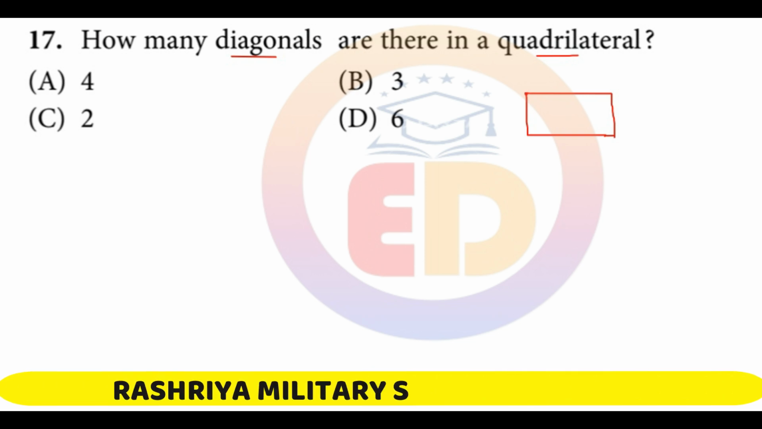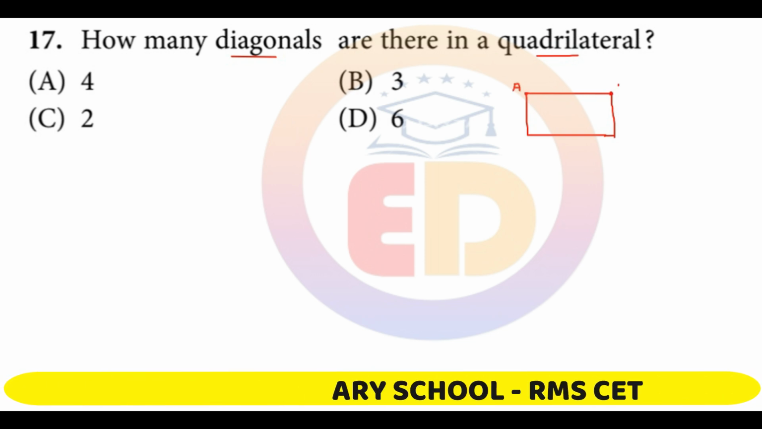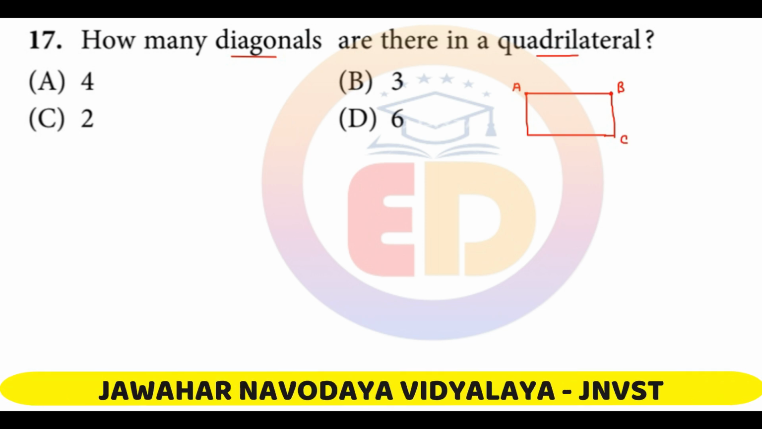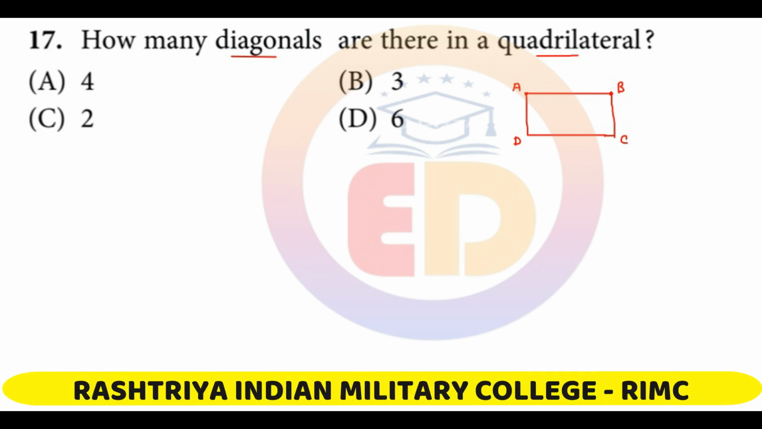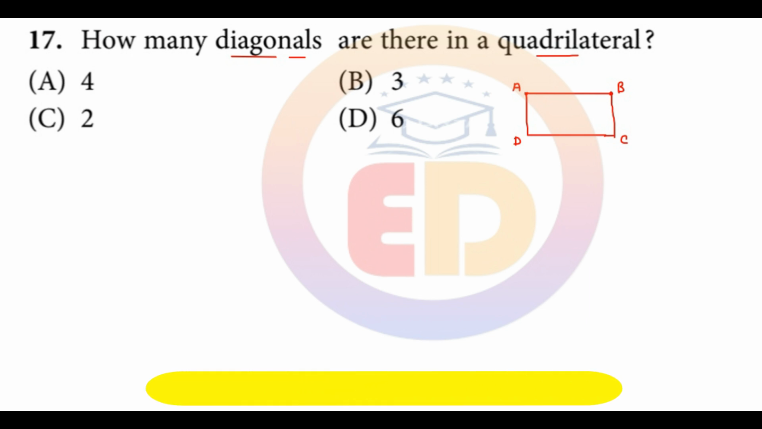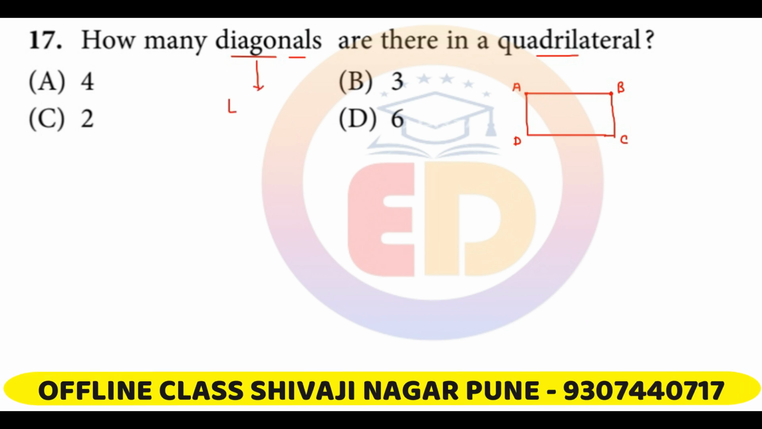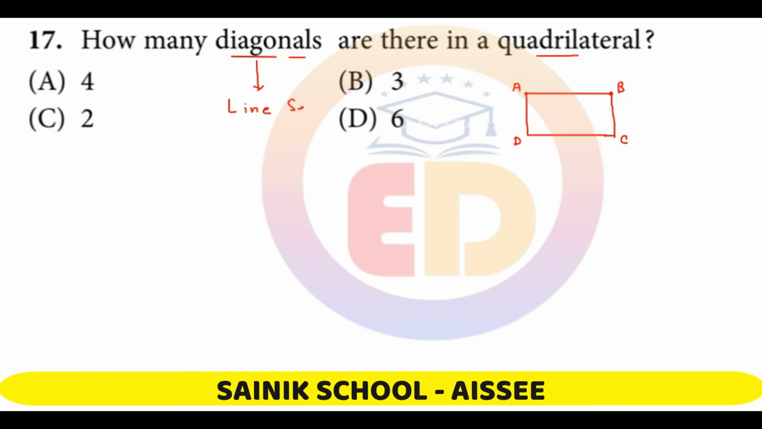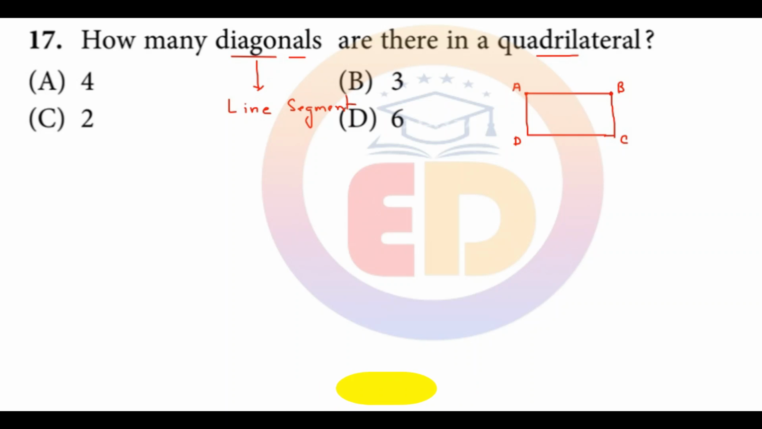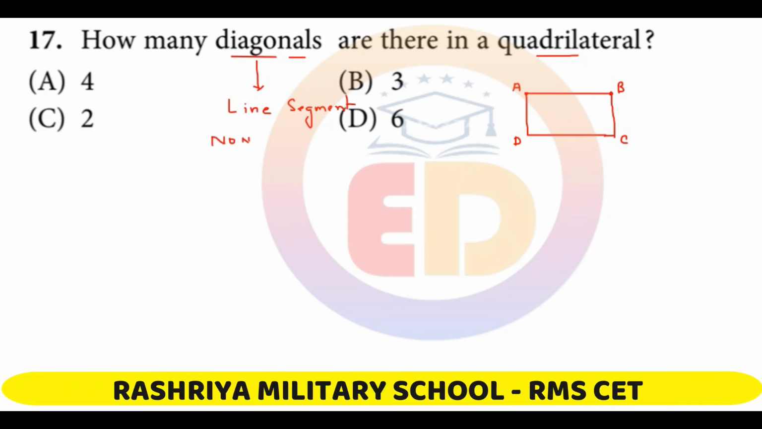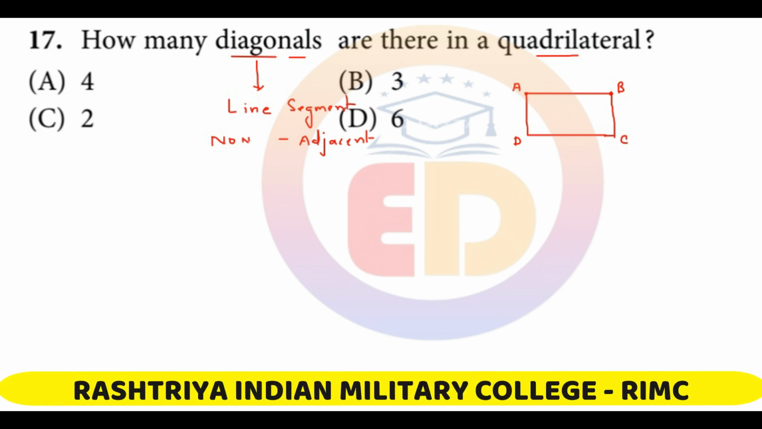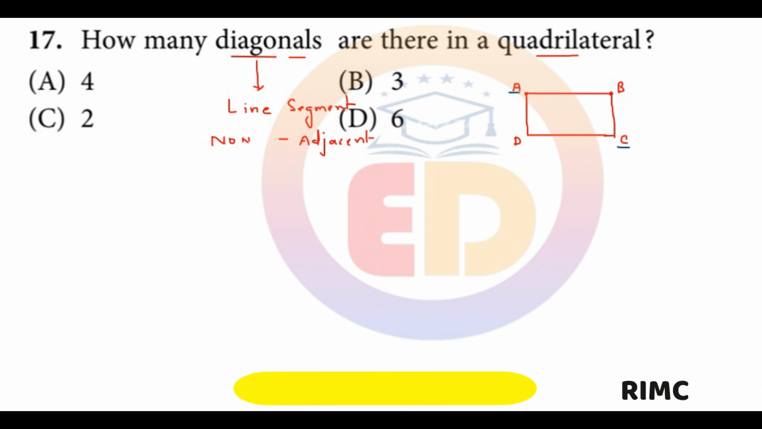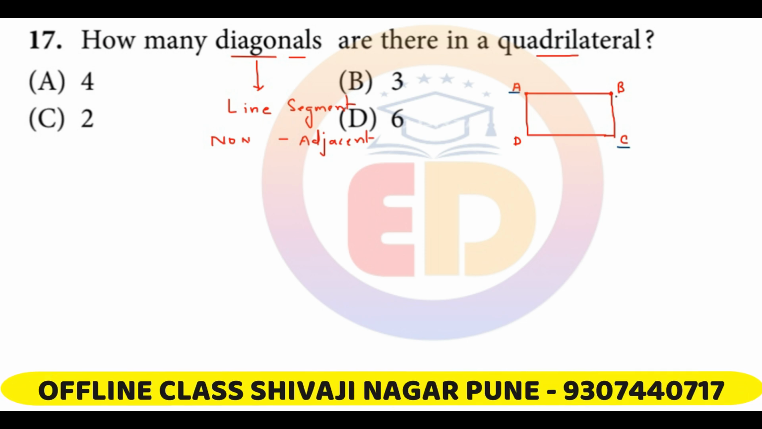Now let us name the vertex A, B, C and D. Now we know that diagonals are formed by line segments connecting non-adjacent vertex. Non-adjacent means non-neighboring. So here we can see the non-adjacent vertex of A is C and the non-adjacent vertex of B is D.